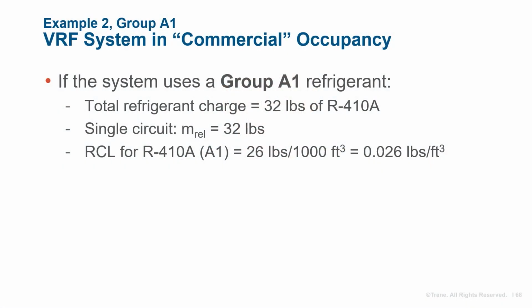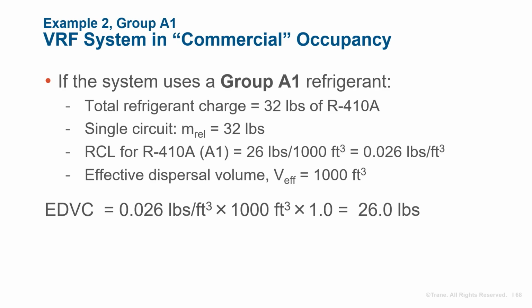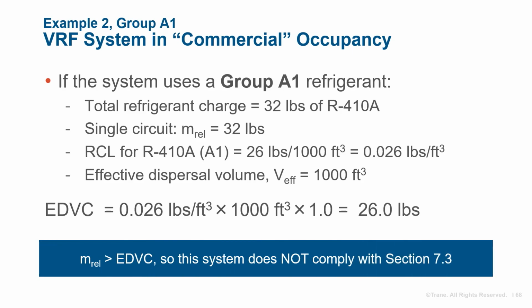Including the interconnecting refrigerant piping, the total charge of this example VRF system is 32 pounds of R410A. The effective dispersal volume of this private office alone is 1,000 cubic feet. So, the EDVC is calculated to be 26 pounds. The releasable charge of 32 pounds is higher than this allowable limit. So the system as designed does not comply with Section 7.3.